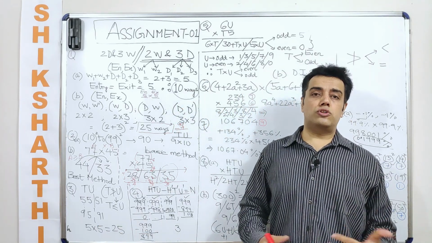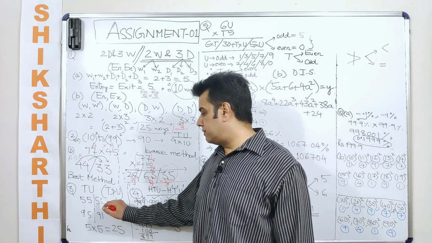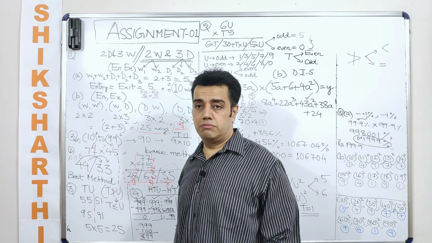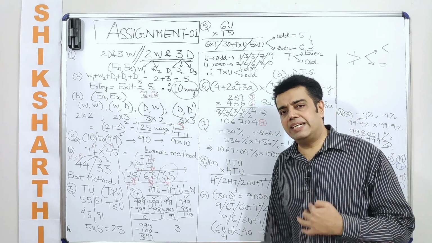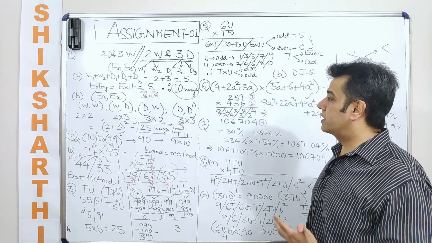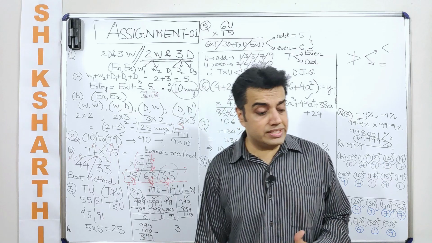This is the best possible way. The basic way is you write down all the numbers. So how will you write down all the numbers? 51 to 55 and so on. Right? And then you count all the numbers. Still it adds up to 25 only. Okay. Talking about the next question, which is question number 4.